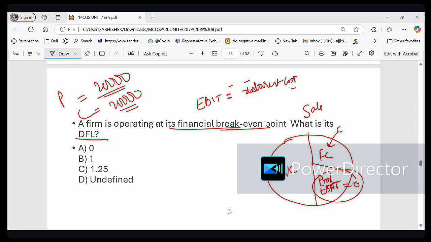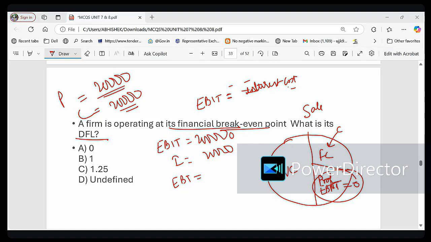Suppose your EBIT, earning before interest and tax, is, see, try to understand this. This is very, very important. Your EBIT is 20,000, and your interest cost is 20,000. Can you tell me what will be EBT? I am waiting for your response. Your earning before interest and tax is 20,000, your interest cost is 20,000. What will be the EBT? Please answer. Obviously, it will be zero.